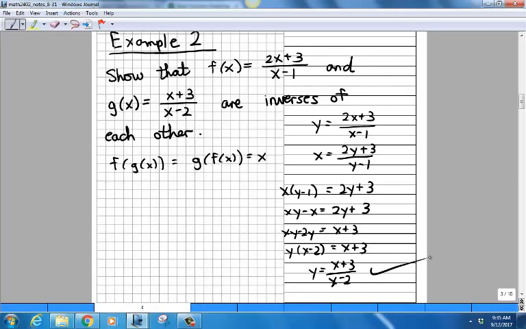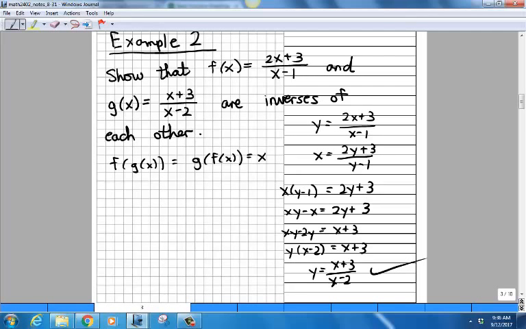Okay, so what did I do? Remember the procedure if you're trying to find the formula for an inverse function? Just write y equal to your function formula. Invert the input and the output variable. So x is the input variable, y is the output variable, so I'm going to switch those. And now I'm going to solve for the output variable, y. So what I did was multiply both sides of the equation by y minus 1. That's easy. I get x times y minus 1 is equal to 2y plus 3. That cleared the fraction. Now I'm going to distribute this x.